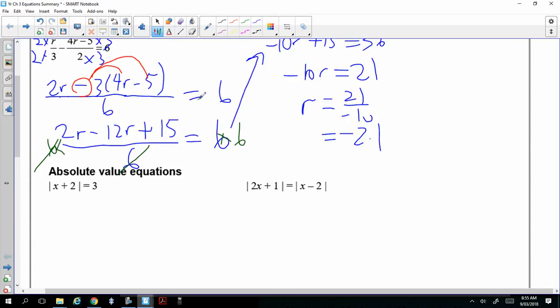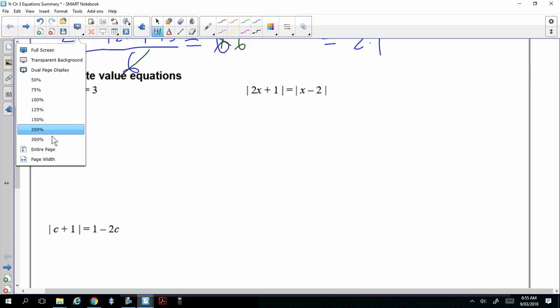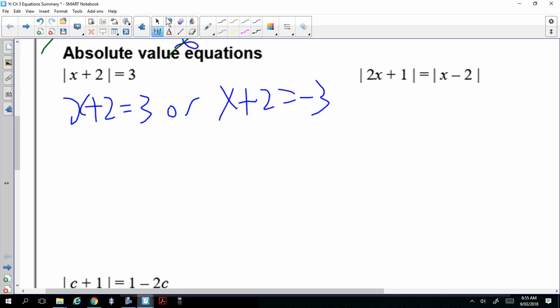Now it comes to absolute value equations. There are exactly 3 types that you need to know. Let's go through all 3 types. The first one is pretty easy. The absolute value of x plus 2 equals 3, so you go x plus 2 equal to 3, or x plus 2 equal to negative 3. Then you solve 2 equations: x equal to 1 or x equal to negative 5.